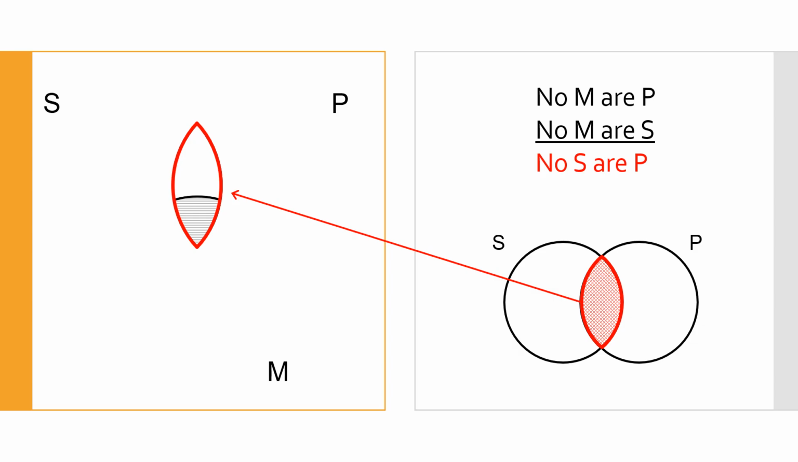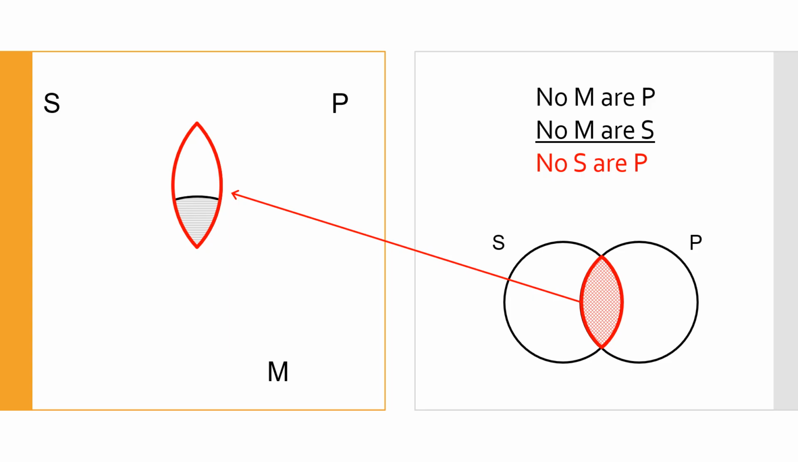Now, of course, what we see here is that the conclusion has not actually been proven by those two premises. What we know is that there is still the possibility, whether it's actually true or not, that there is something that is an S and a P at the same time. It just couldn't fit in the M circle.